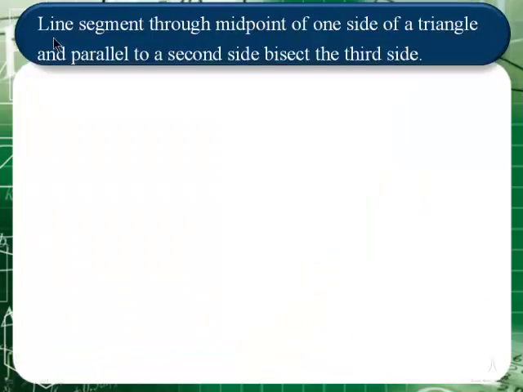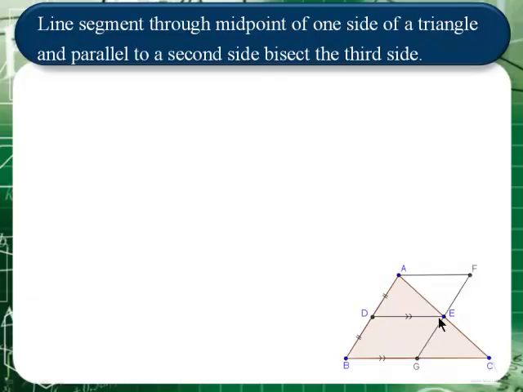Next we prove a theorem which is a type of a converse theorem to the midpoint theorem. It states that the line segment through the midpoint of one side of a triangle and parallel to a second side bisects the third side. So if we look at this particular sketch, we have a triangle ABC. We know that D is the midpoint of the one side, in this case AB, and we draw DE parallel to BC. Now we want to prove that E will be the midpoint of side AC.